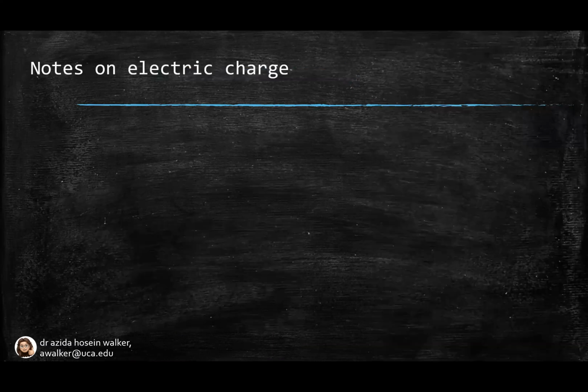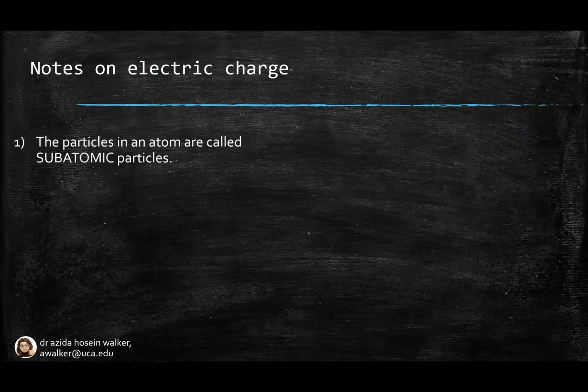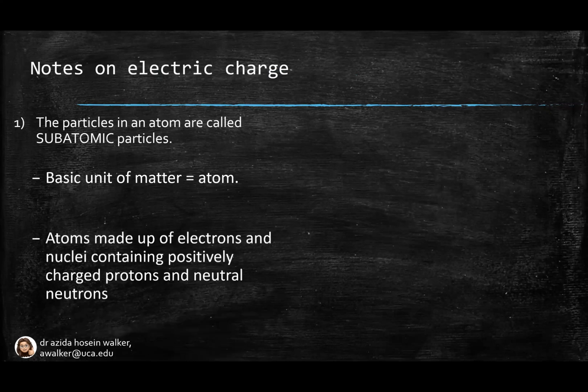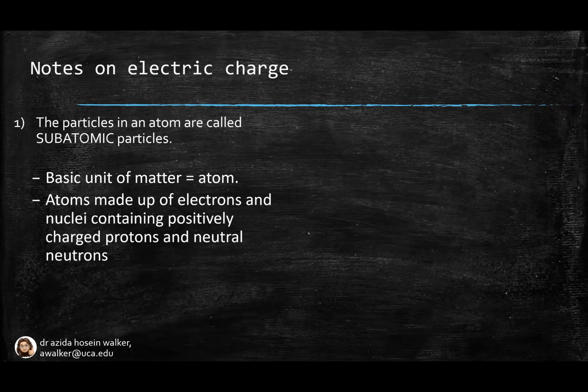Now I'll make some notes on the electric charge. The atom consists of particles called subatomic particles, and the atom is the basic unit of matter. Atoms are made up of electrons. Nuclei contain positively charged protons and neutral neutrons, neutral meaning that they have no charge.